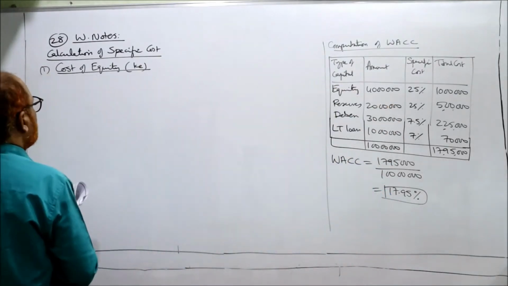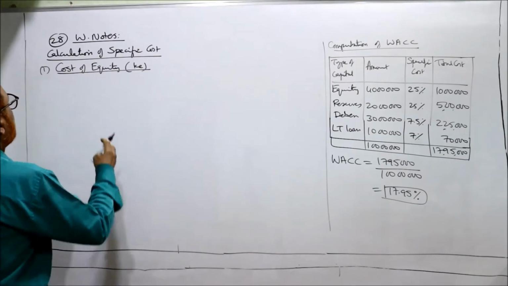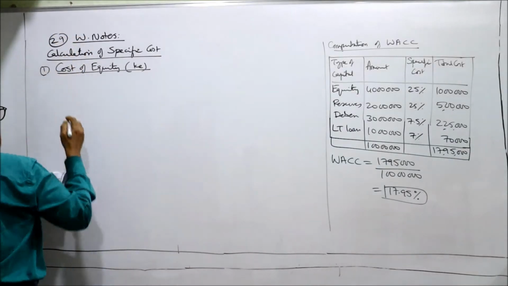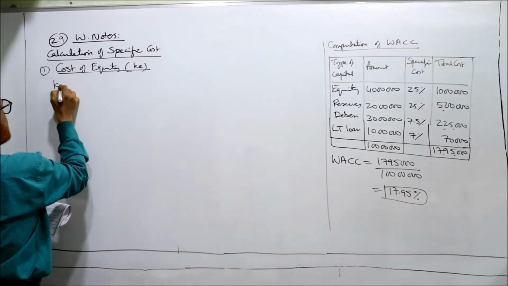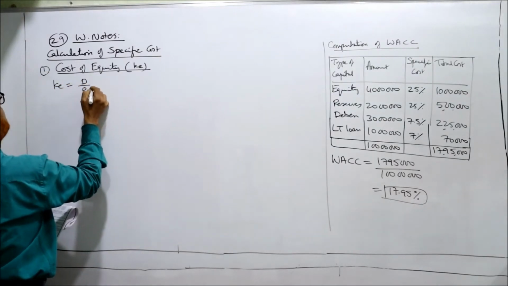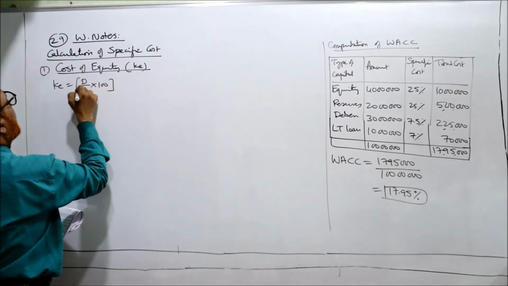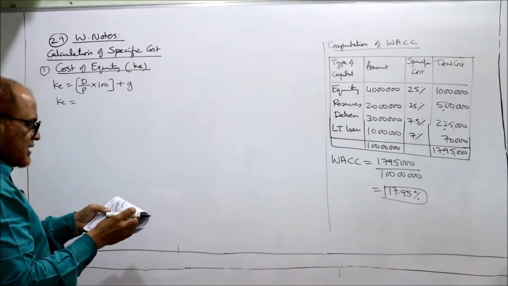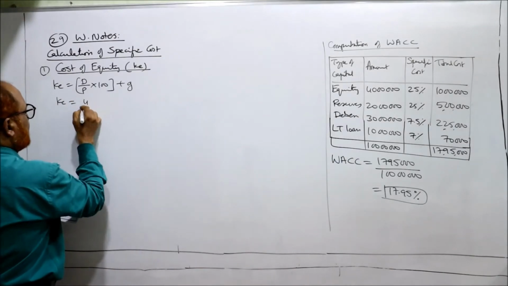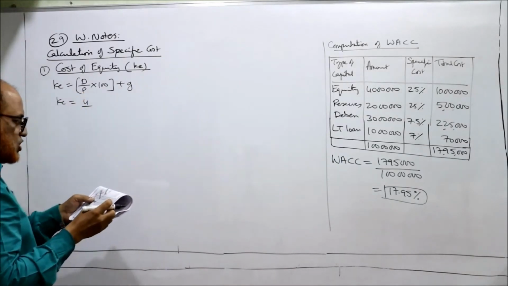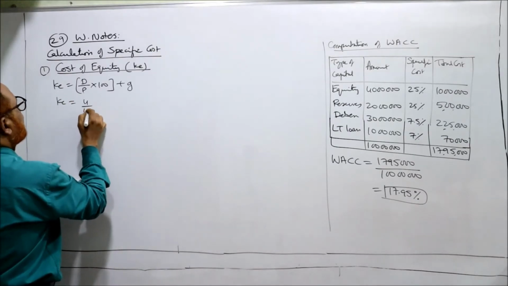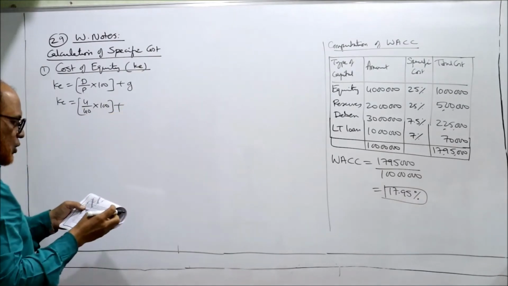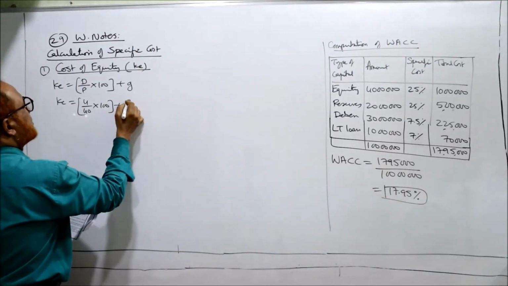Now, cost of equity. First we will calculate, this is 29th problem. Cost of equity, KE is equal to D by P into 100 plus G. Dividend: the dividend per share is given in the problem as 4 rupees. Then market price of the share is 40 rupees into 100 plus growth rate. Growth rate in the dividend is 8%.